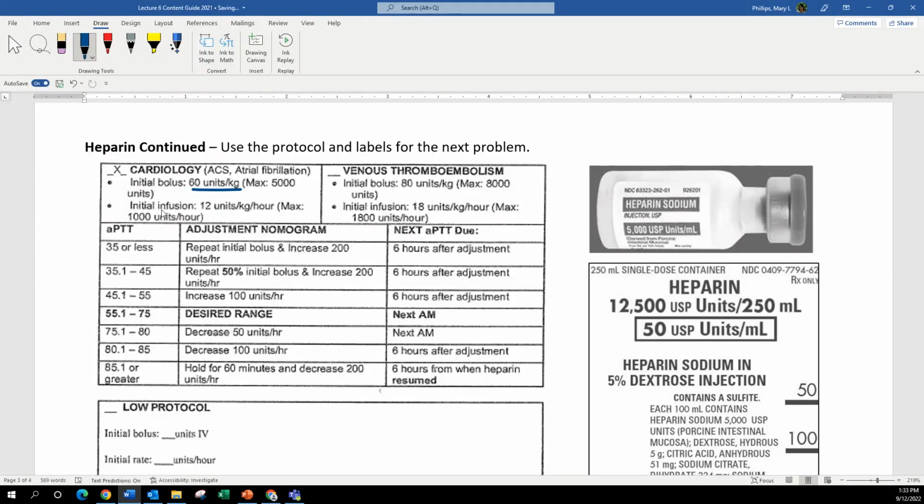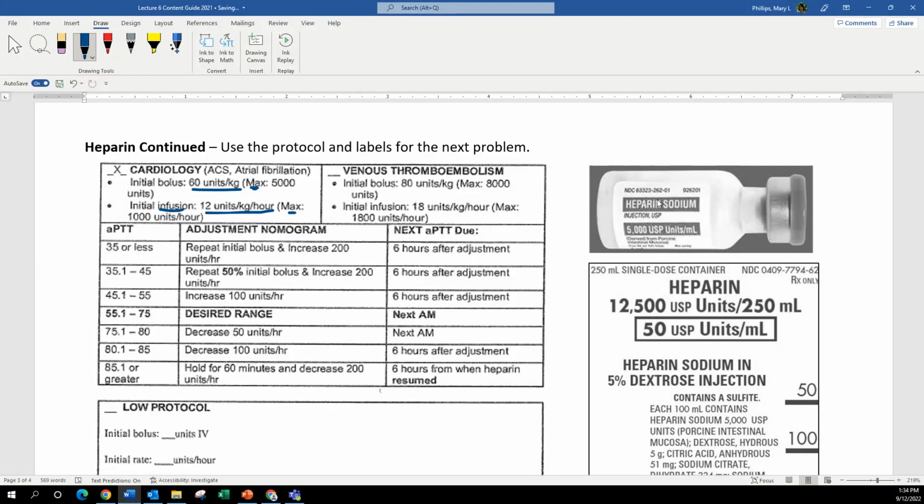They are also to get an infusion, which is to be 12 units per kilogram per hour. Both of these do have a maximum, so that's going to be something really important for me to pay attention to as I work through this. Before I even go further, just the rest of this image of the protocol has a venous thromboembolism protocol and a low protocol, but because cardiology is ordered, I'm not going to read the details for those.